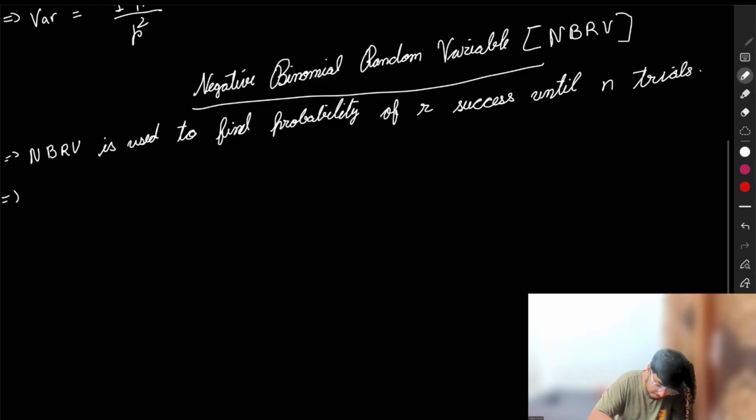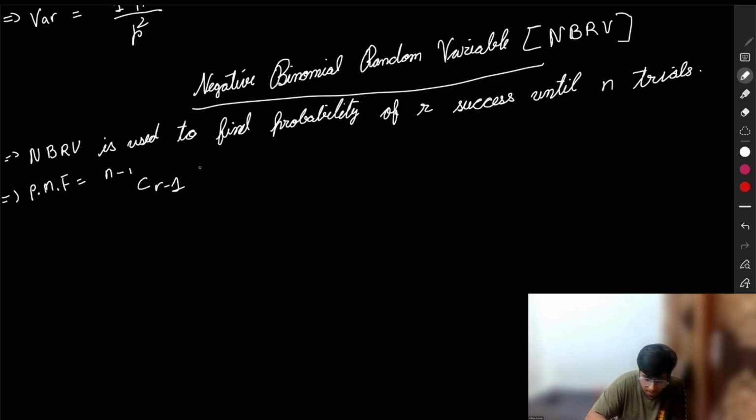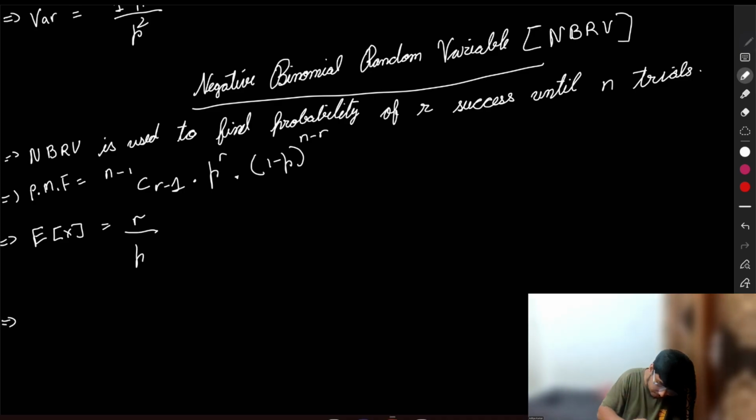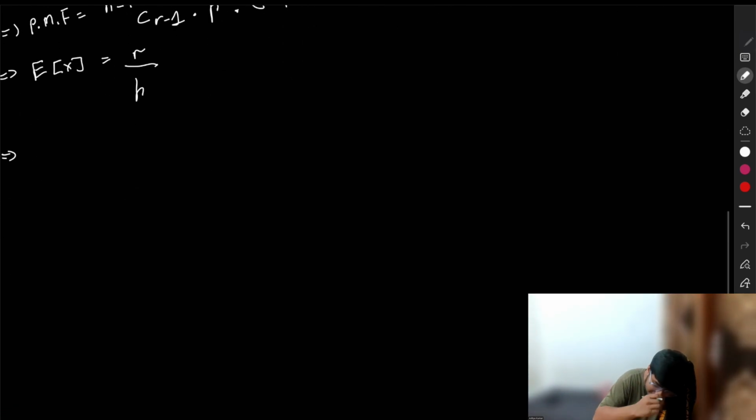Now what is the PMF? N minus 1 C R minus 1, multiplied by P raised to the power R, multiplied by (1 minus P) raised to the power N minus R. Very simple PMF. Now what is the expectation? The expectation of the negative binomial random variable is R upon P. Very simple.